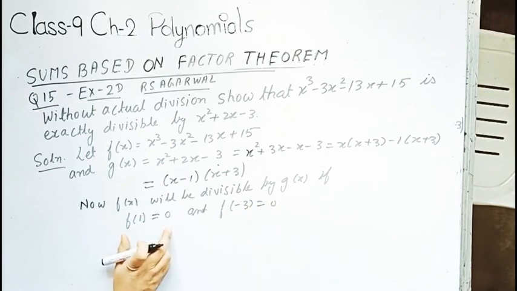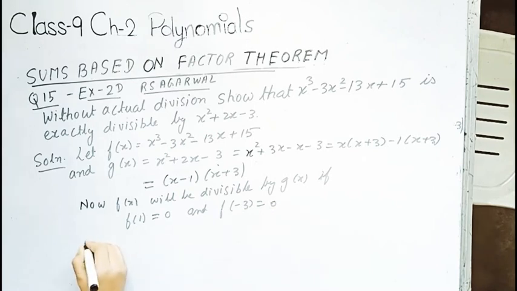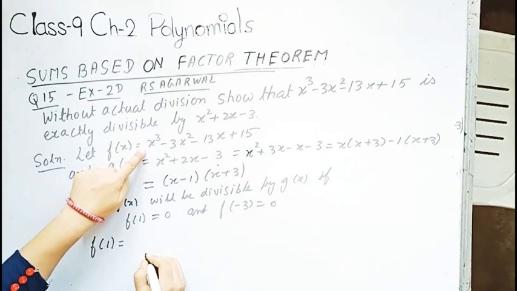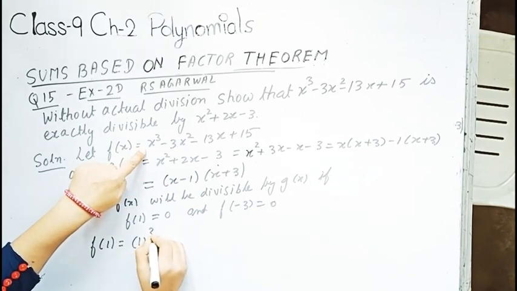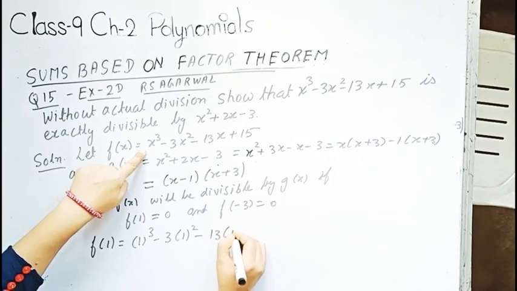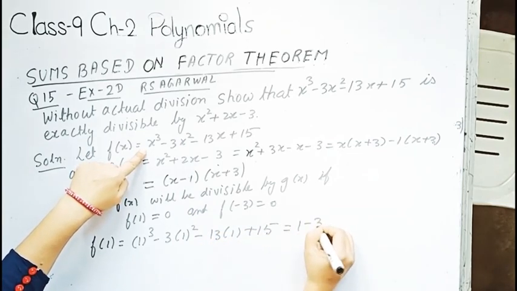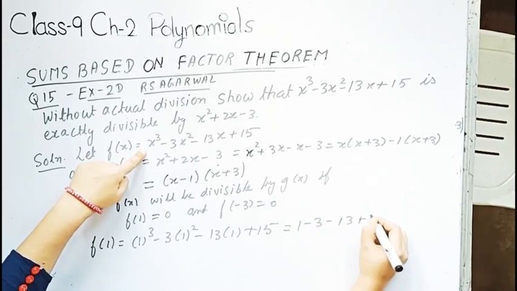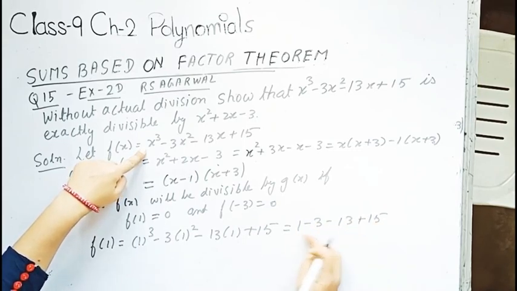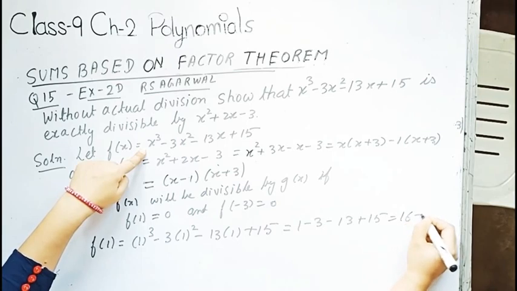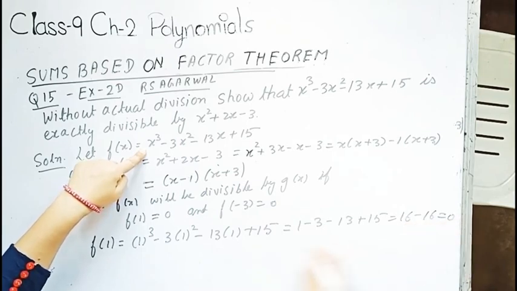Now let us first find the values of f(1) and f(-3). Now f(1) will be equal to, let us put x = 1 in f(x): 1³ - 3·1² - 13·1 + 15. So this will be equal to 1 - 3 - 13 + 15. So 15 + 1 is 16, minus 16 equals 0.